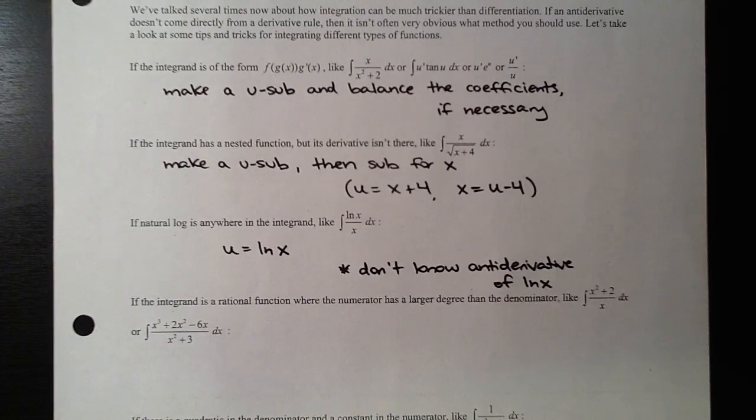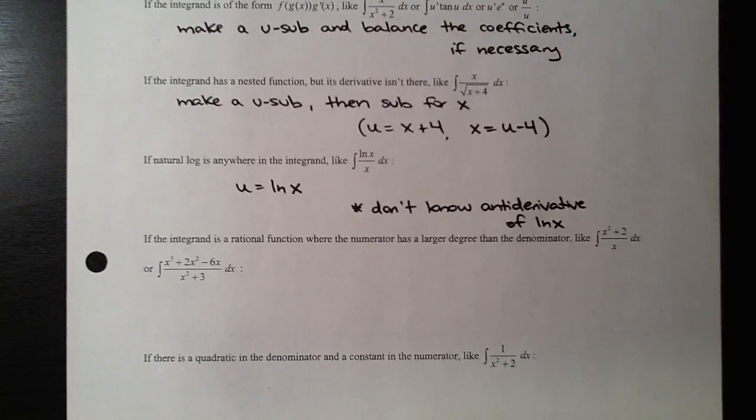Because we don't know what the antiderivative of natural log is, we can't have it left in the integrand, because we don't know how to integrate it. So you always have to sub it out. Now, there is an antiderivative of natural log. It's just not something that you would learn until Calc 2. Okay, so that's a tip: if you see natural log, that's very likely going to be your u substitution.